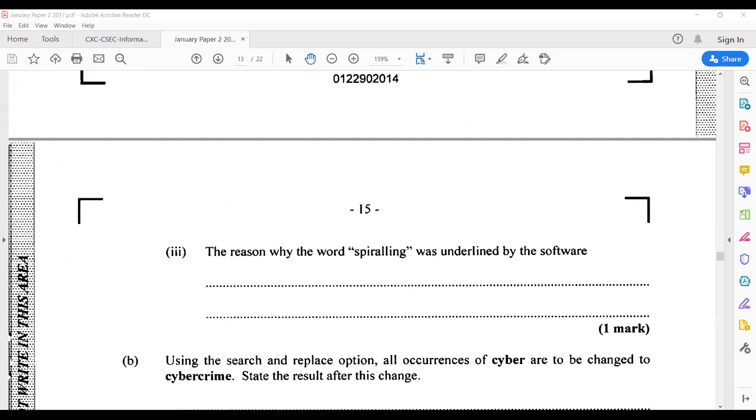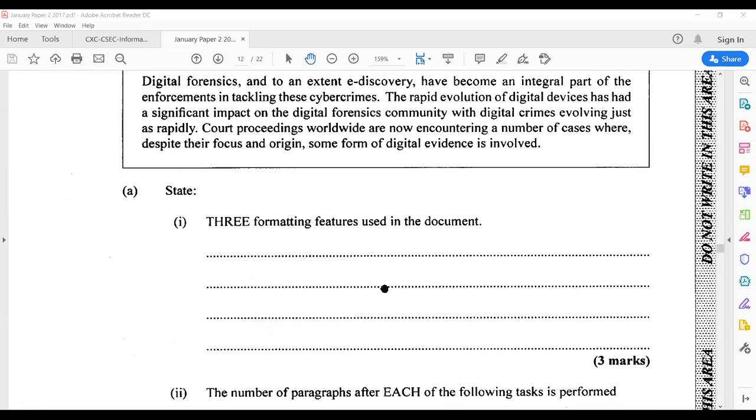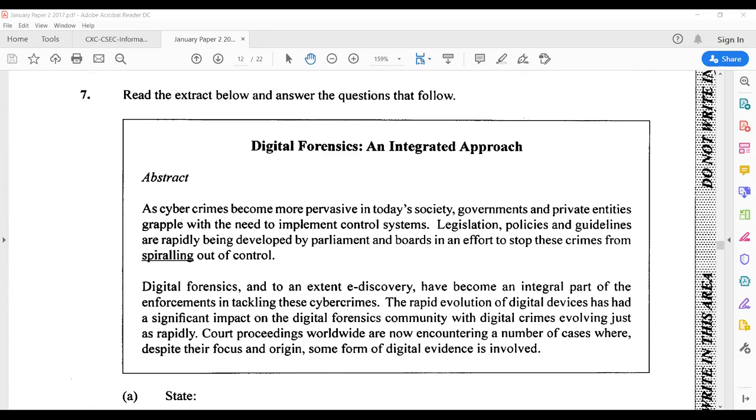Right, the next part to this question, part B: using the search and replace option, all occurrences of cyber are to be changed to cyber crime. State the results after this change. So I'm going to go back to the paragraph. And what they're saying is, using search and replace, all occurrences of cyber are going to change to cyber crime. So what's going to happen?